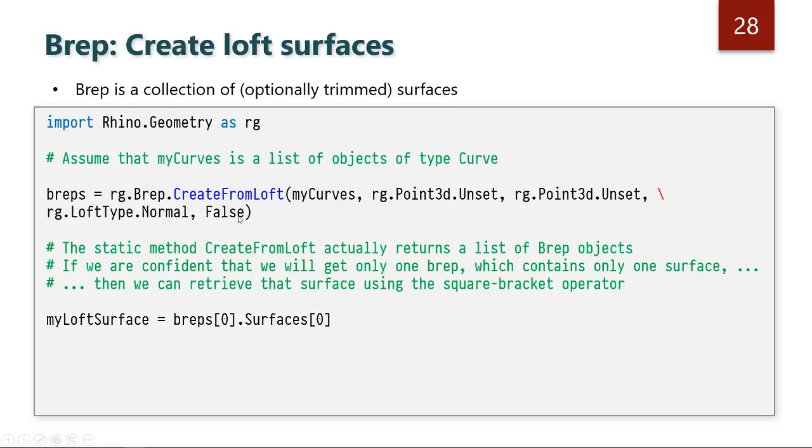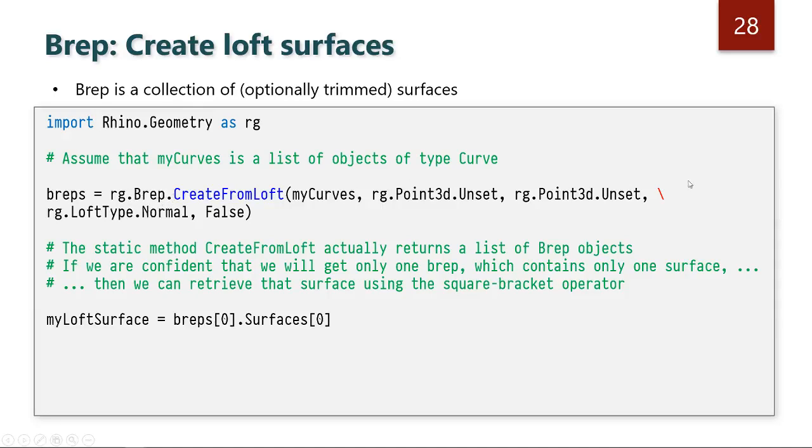The final one is a Boolean value that tells whether you want the loft to loft back to the beginning, to the first profile curve, to form a closed loft or not. If you say false, then we just go from the first profile curve to the middle and stop at the last profile curve. But if you say true, it will loft back to the first one. So this is how you create a brep from scratch.